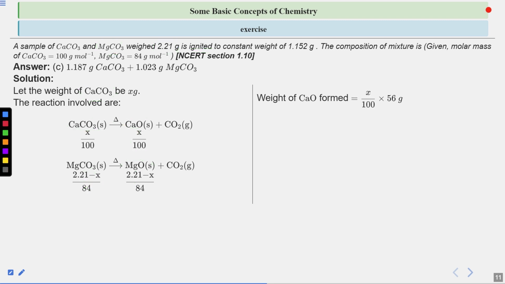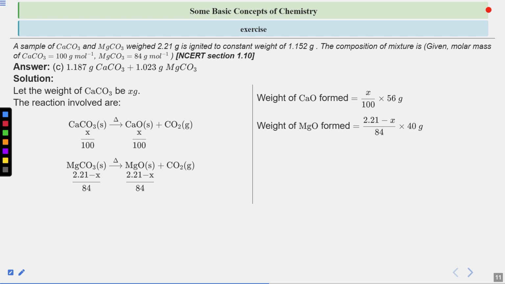Now, what is the weight of CaO, or the calcium oxide, that will be formed? We know that we have formed x by 100 moles. So the mass of CaO formed will be simply the number of moles multiplied by the molar mass, which is 56 grams. So this is the weight of calcium oxide.